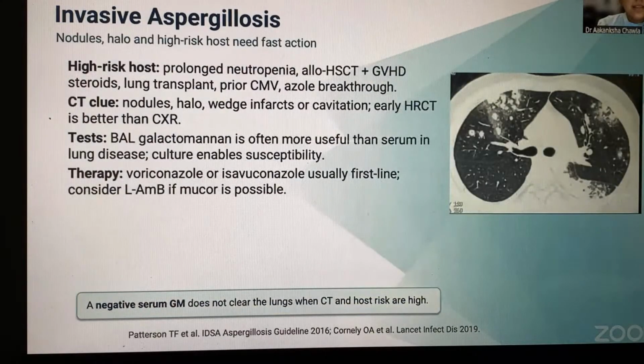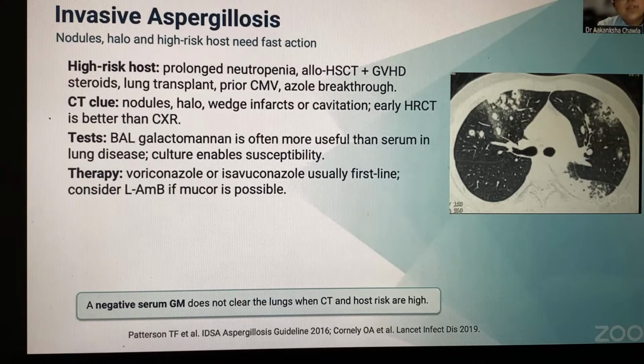Then the other disease that we see in these patients is invasive aspergillosis, and the high risk hosts for invasive aspergillosis are patients with prolonged neutropenia, post HSCT, GVHD, patients on steroids, lung transplant, prior CMV infection. On CT, like I'd shown you earlier as well, you would see nodules, there would be halo around the nodules, there could be cavitation as well, and wedge infarcts. And the test that you send for aspergillosis would be your galactomannan in the BAL, which is often useful, then the serum, especially in cases of lung disease. And therapy, voriconazole or isavuconazole usually is the first line therapy for invasive aspergillosis.